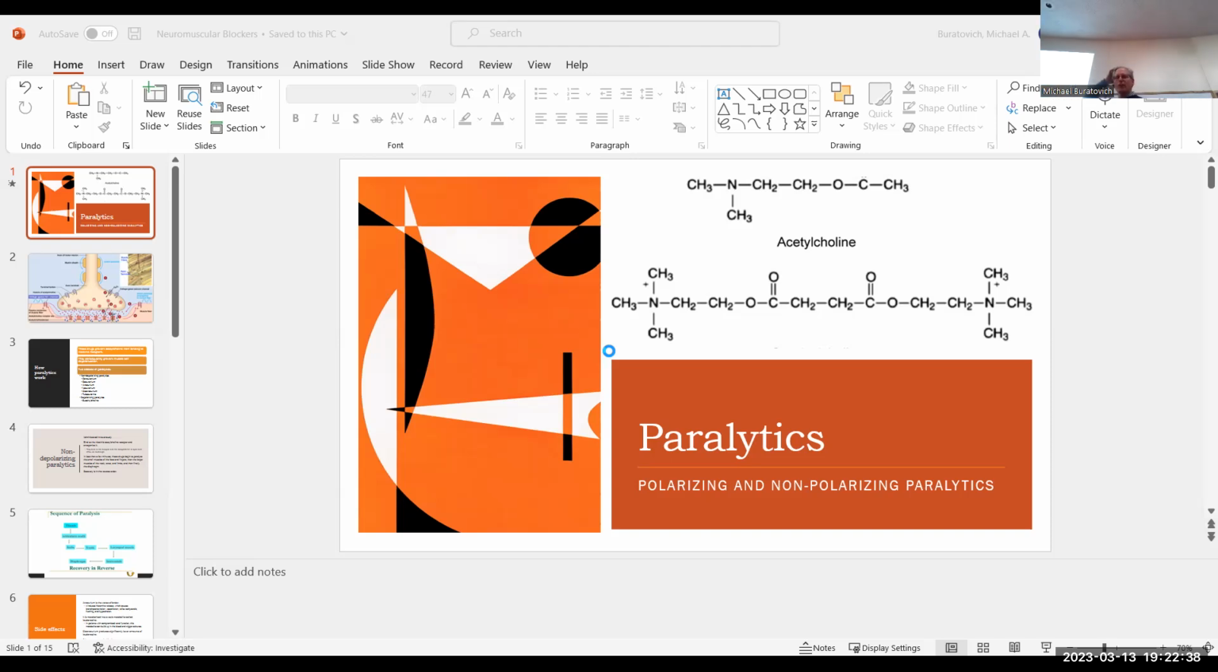Atracurium is converted into what neurotoxin that causes seizures if it builds up? Is it the one that starts with an L? Yeah. Laudanosine.